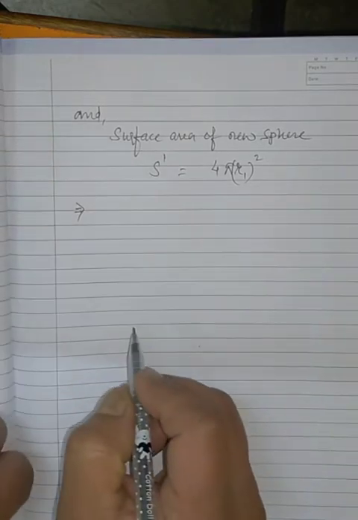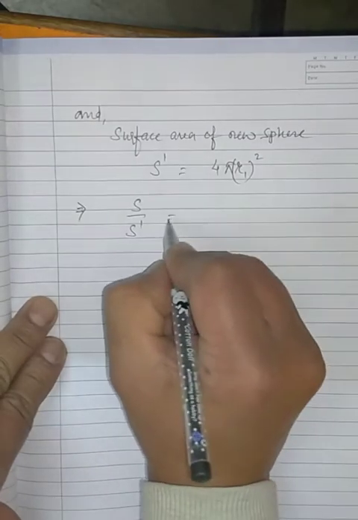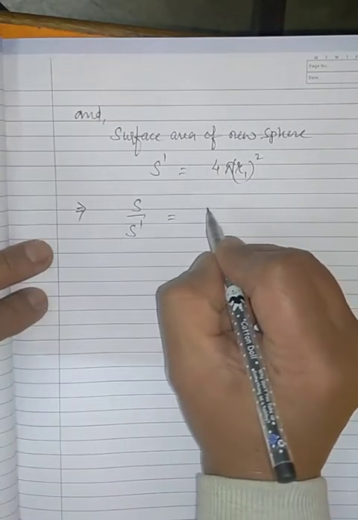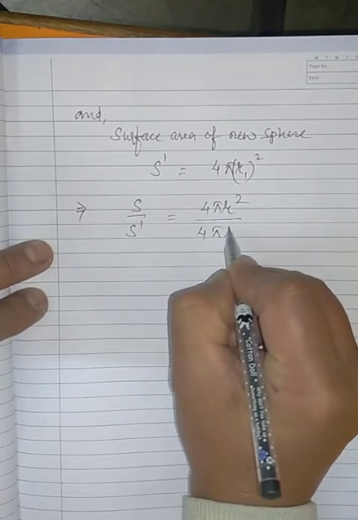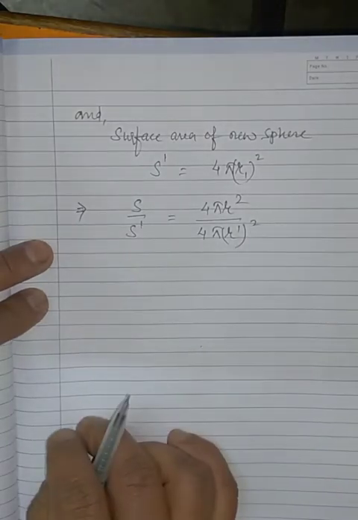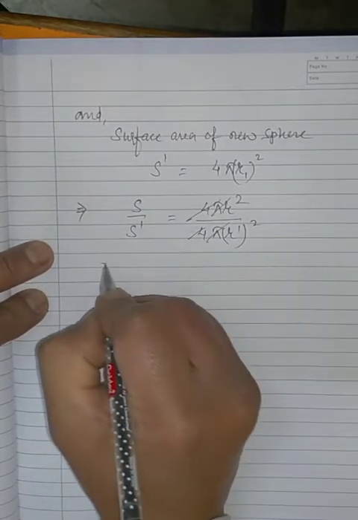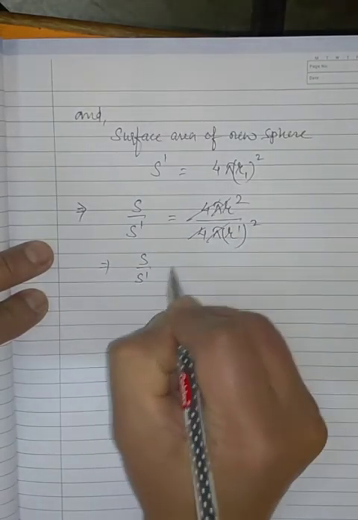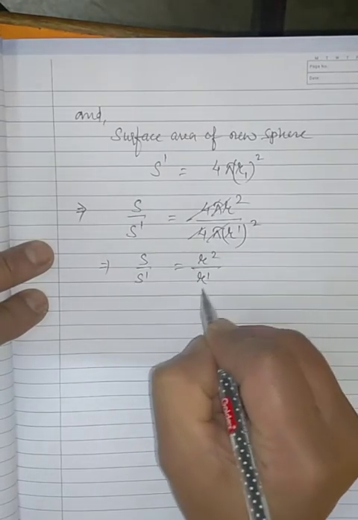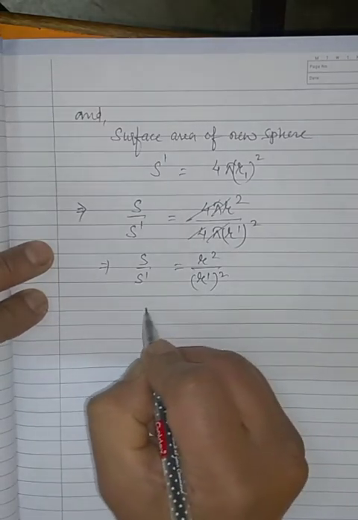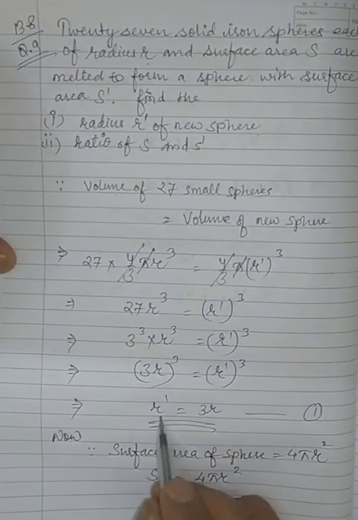That implies, as in the second part we have to find the ratio of S and S dash, S upon S dash is equal to 4 pi r square upon 4 pi r dash square. So once again we can cancel 4, we can cancel pi also. So S upon S dash is equal to r square upon r dash square. So by equation number 1, as we know that r dash is equal to 3r.